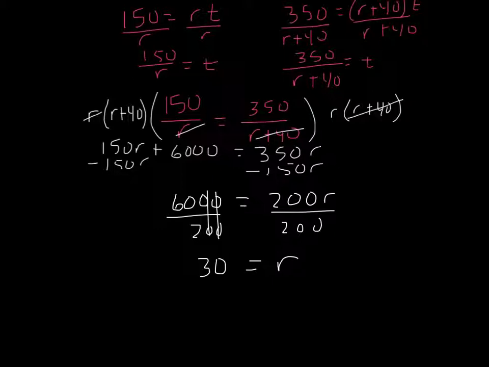So our rate is 30 miles an hour for the slower car. So the faster car is going to be 40 miles an hour faster, which will give us 70. Okay, and there you go. So that's it.